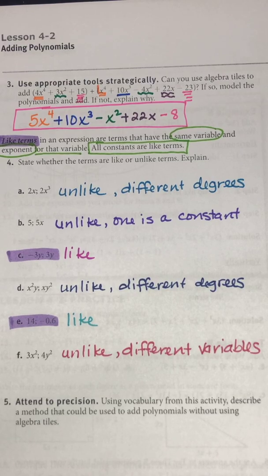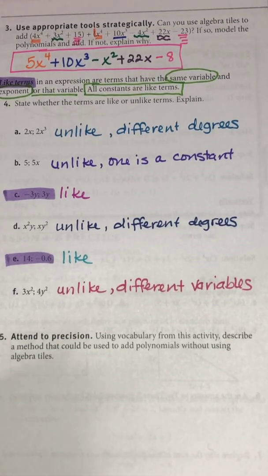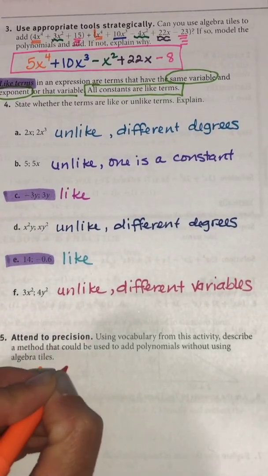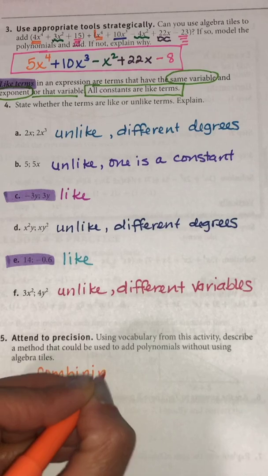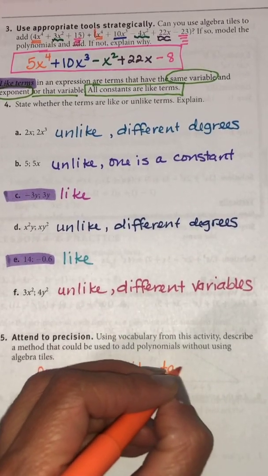Okay. So, using vocabulary from this activity, describe a method that could be used to add polynomials without using algebra tiles. So, the method to combine polynomials without algebra tiles is what we've been doing, and that is combining like terms.